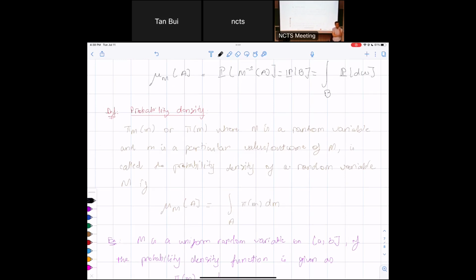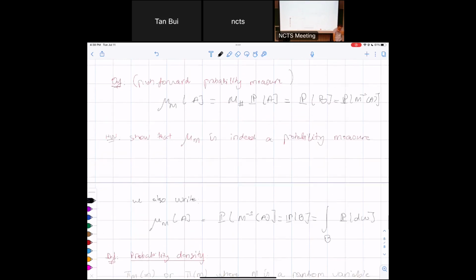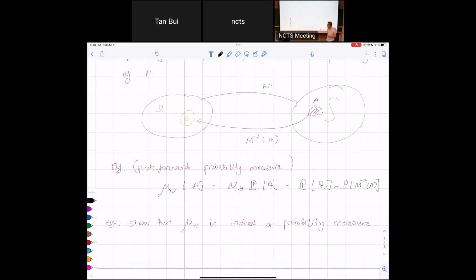You don't need to define the probability, say, for both. You only need to define the probability on the domain space, that's enough. They're going to be random, and on a map you push forward everything to the state space.